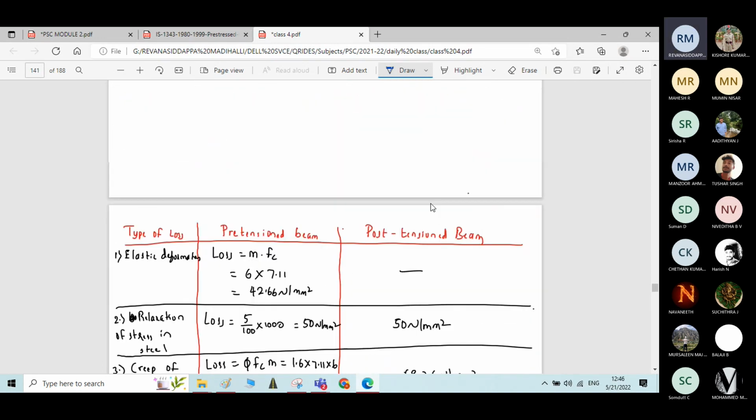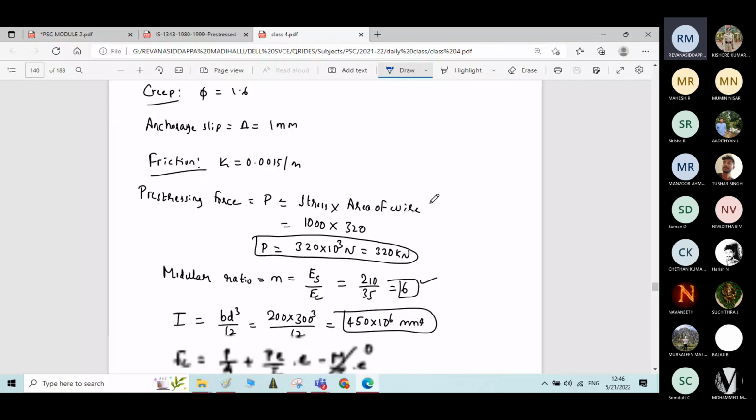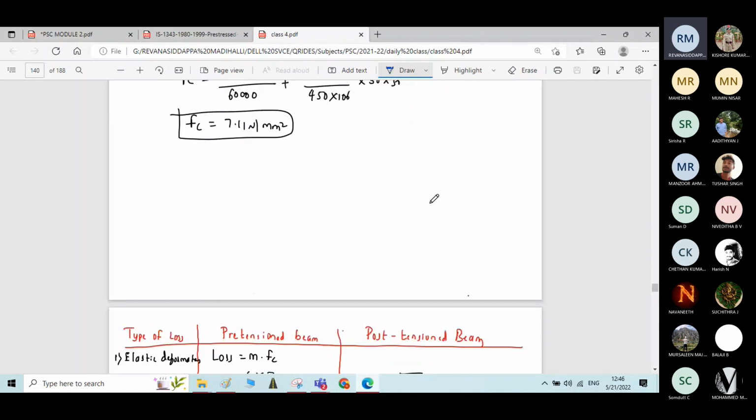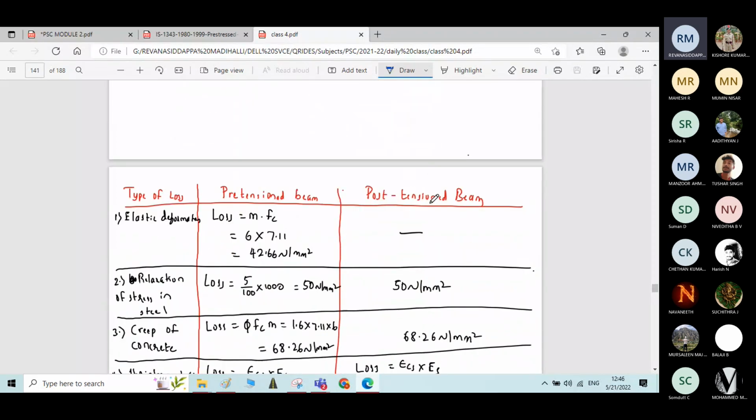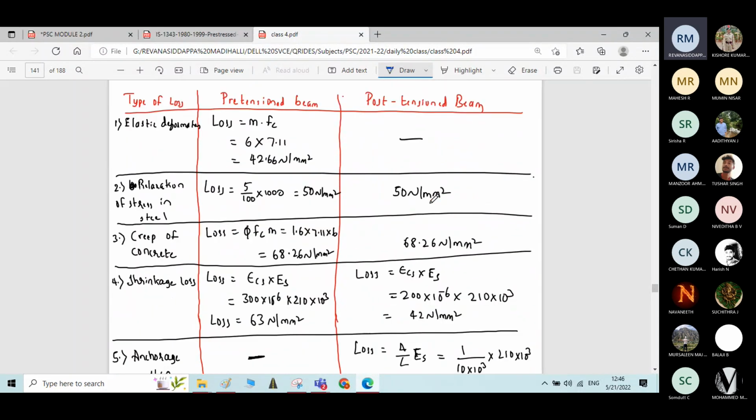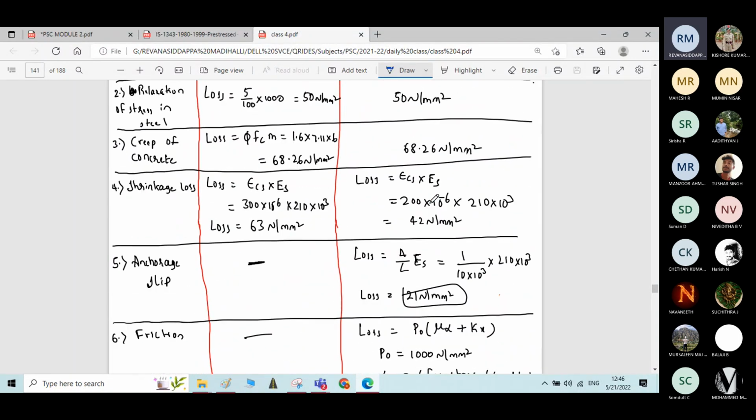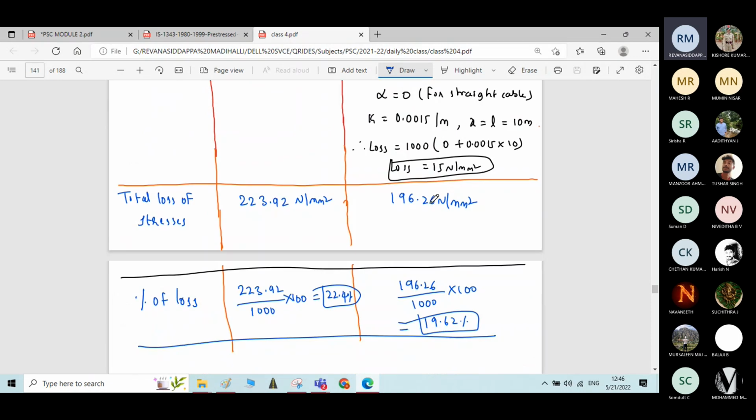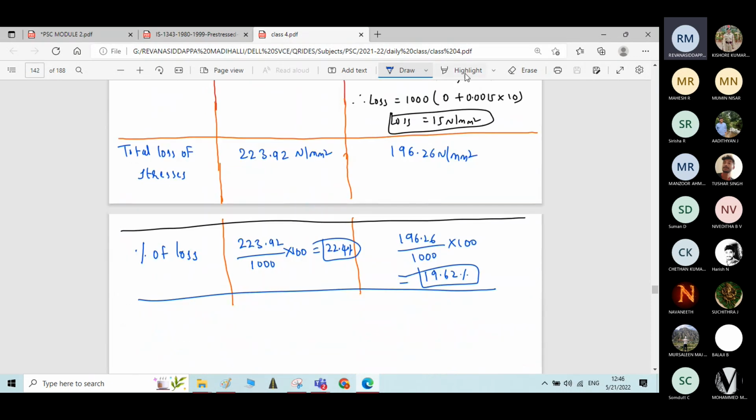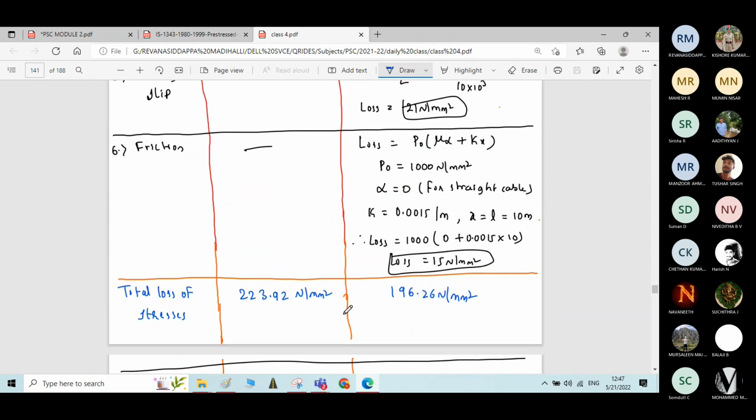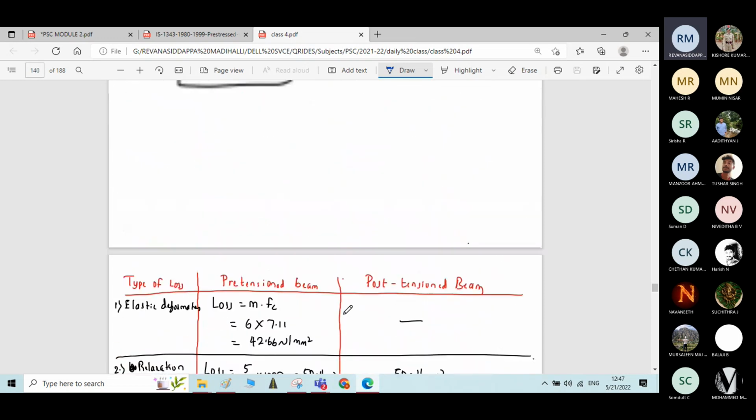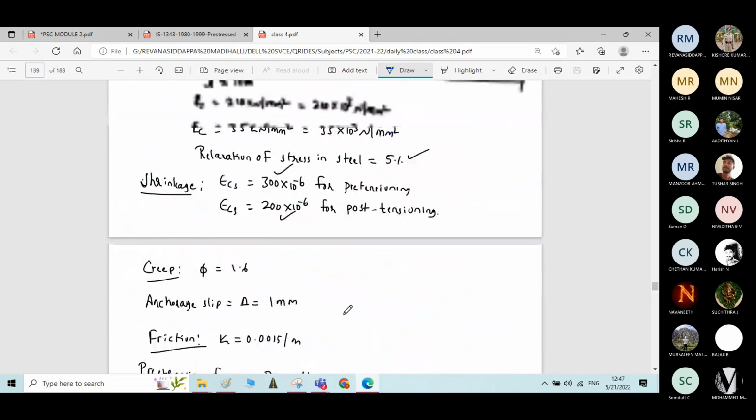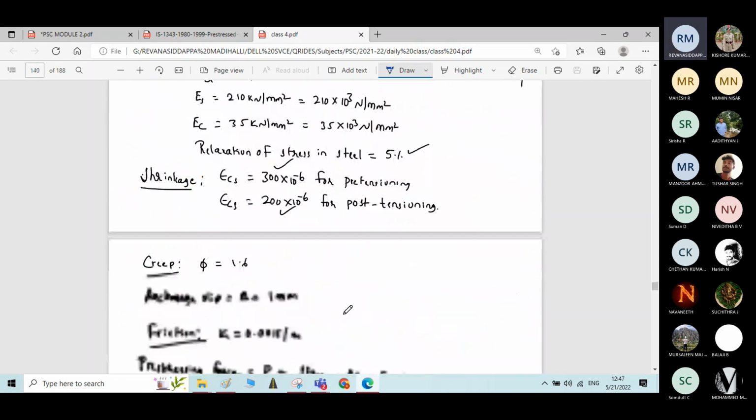Here it is a quite different problem. Different means he has given data for both pre-tension and post-tension beam. When it is given like that, you need to do the individual calculations with respect to the pre-tension beam and the post-tension beam. It's a very simple problem. Any doubts here in this problem? Do you need any clarification in this problem, students? I hope this is clear for everyone.